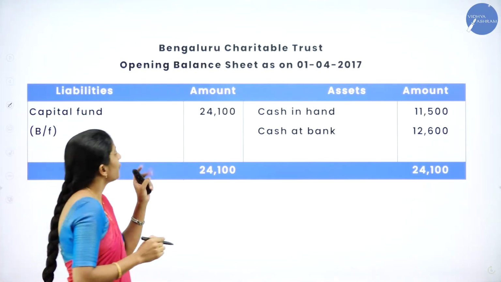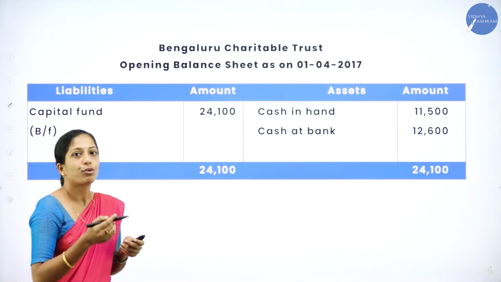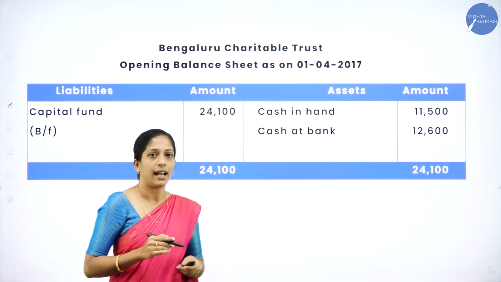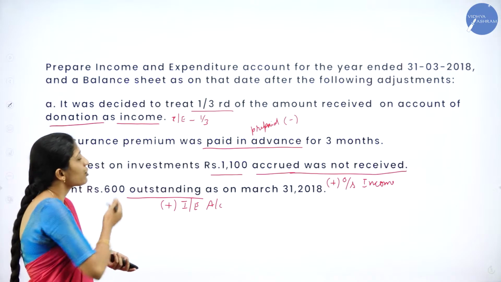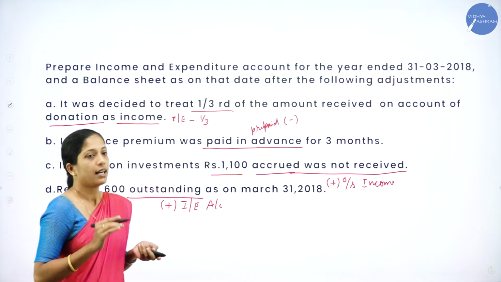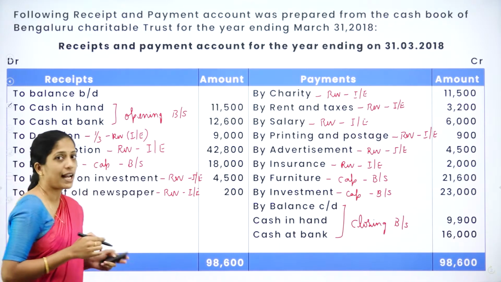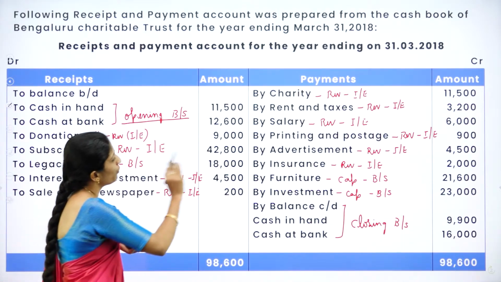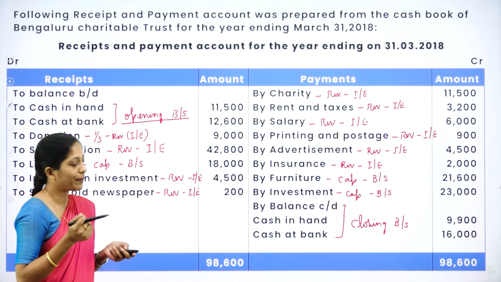Now how to begin? With the heading Bengaluru Charitable Trust, opening balance sheet as on 1/4/2017. So you know the format: liabilities, amount, asset and amount. Now what are the items to be recorded? Now see the adjustment. So there is no item which is to be recorded of the previous year, right? Now go through the receipt and payment account. So here we are having cash in hand and cash at bank, which has to be recorded in the opening balance sheet, and no more other items. So we are going to record only 2 items under opening balance sheet.